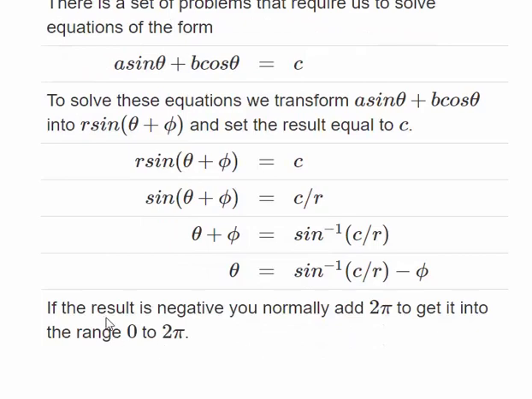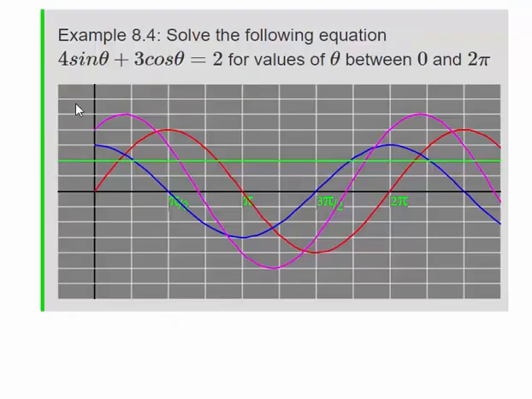If theta is negative, you would normally add 2 pi to the answer to get theta in the range 0 to 2 pi. This is the diagram of 4 sine theta plus 3 cos theta. The purple line is 4 sine theta plus 3 cos theta, and the green line is y is equal to 2. You can see that there are actually 2 solutions.